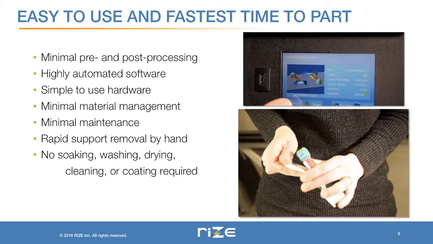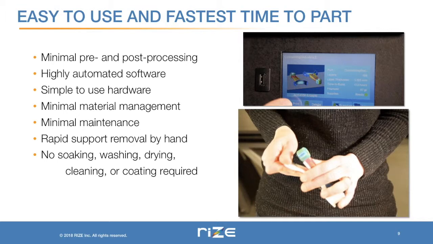Some of the other useful factors are, as I mentioned, because of the release agents, we are able to rapidly remove the supports by hand, and this can shorten the post-processing phase of creating these parts to almost nothing. So in many cases, a single part could be produced and delivered within a day, or even multiple iterations could be produced and delivered within a day.